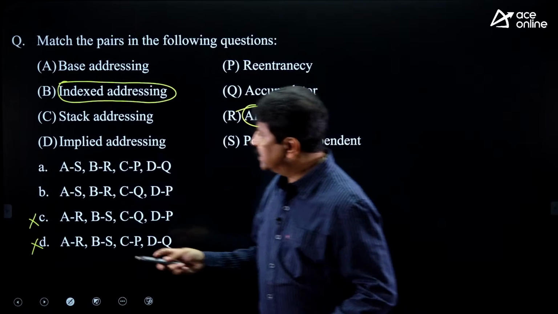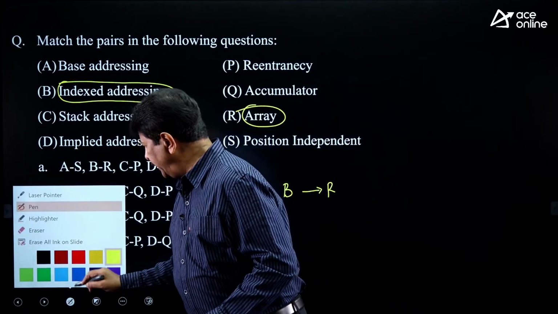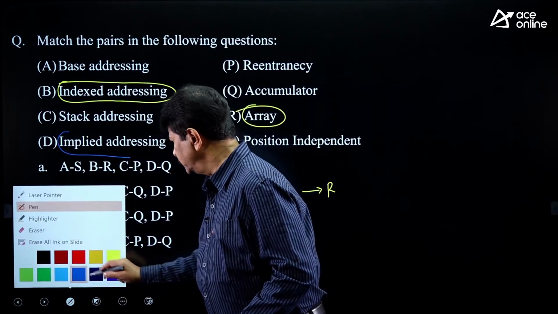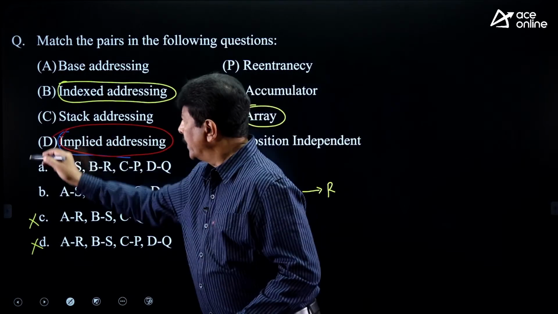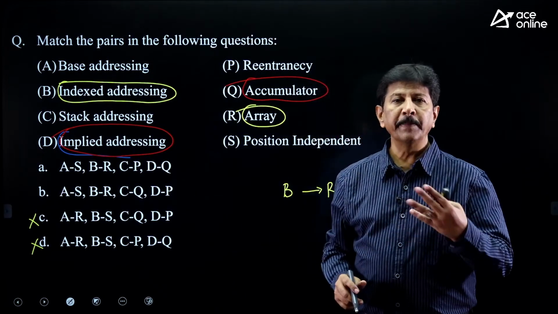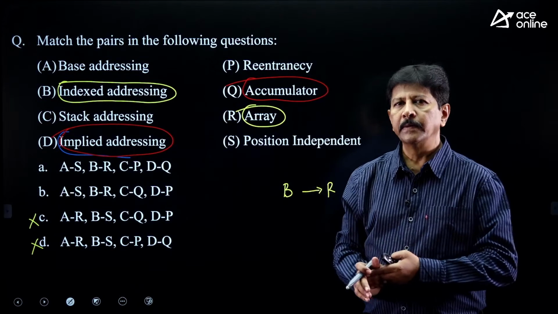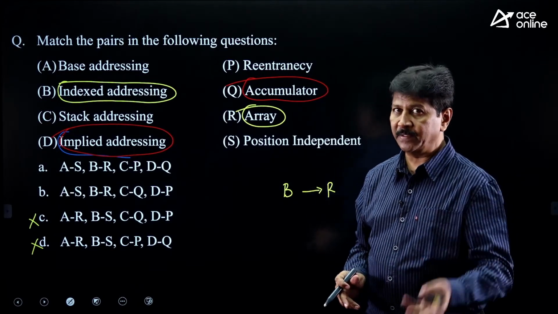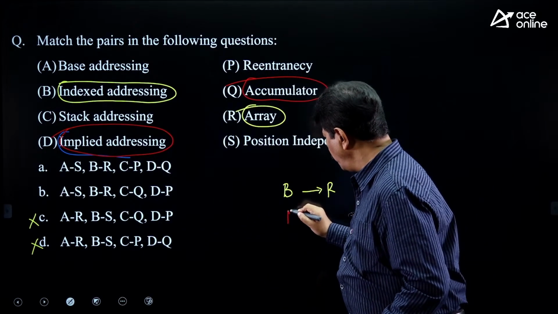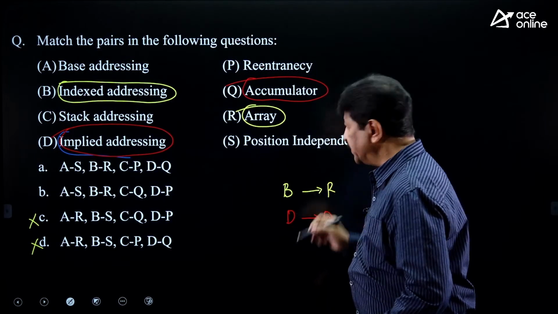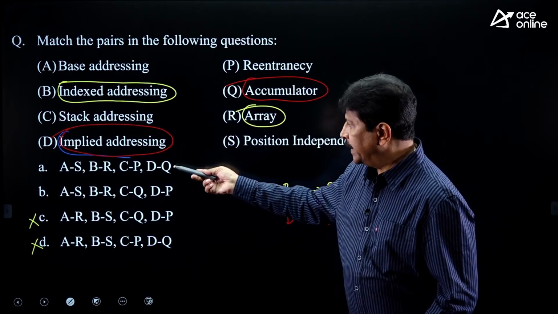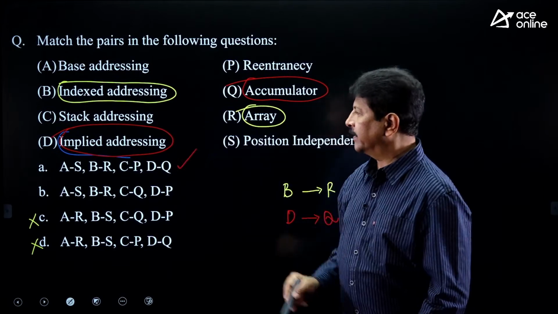Then you have to go for this implied addressing mode. It is always operated on accumulator. Remember, here I don't mention what the operand is, it is implied, and that implied operand will be accumulator. So for implied addressing mode, accumulator, that means D should be equal to Q. That's it. Two of them are established, so you can say that A is the correct answer.